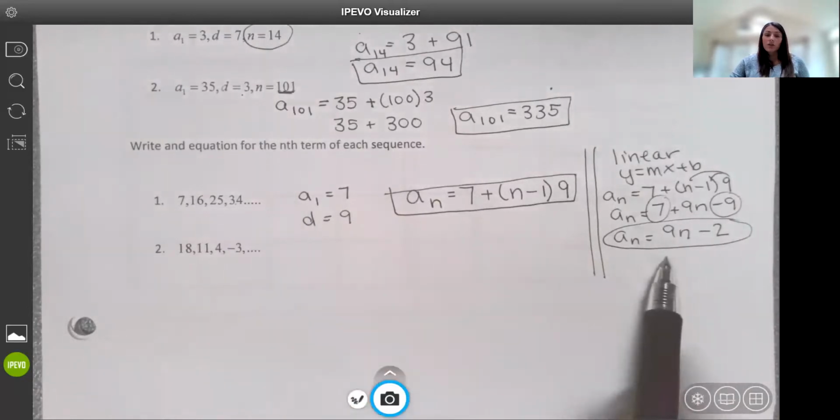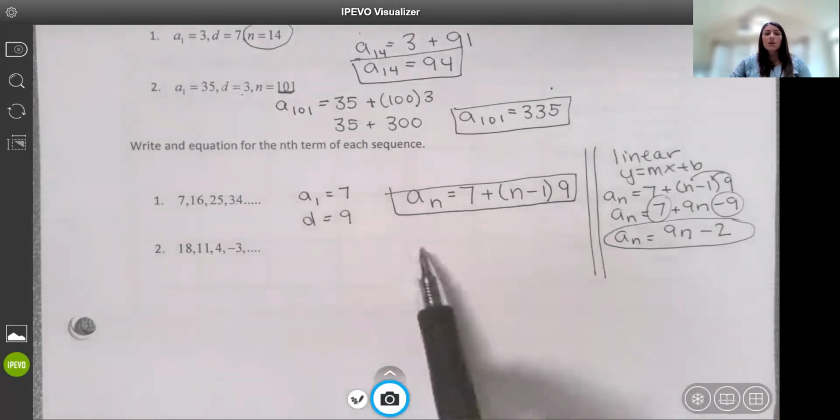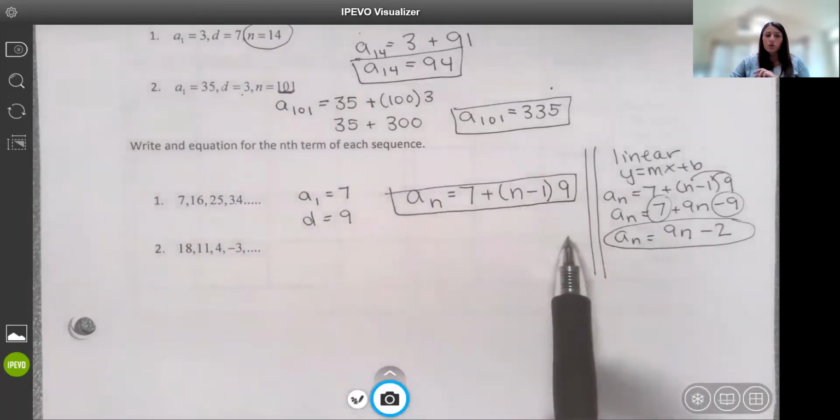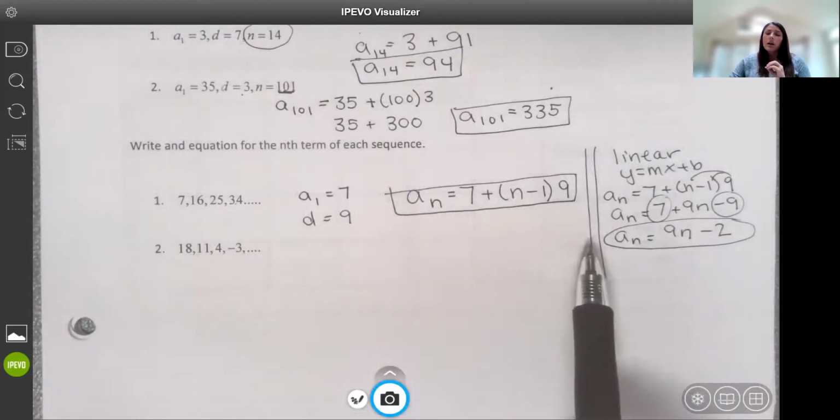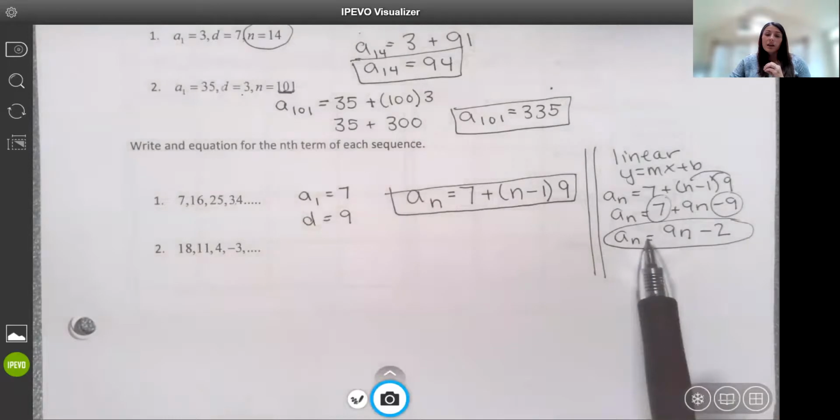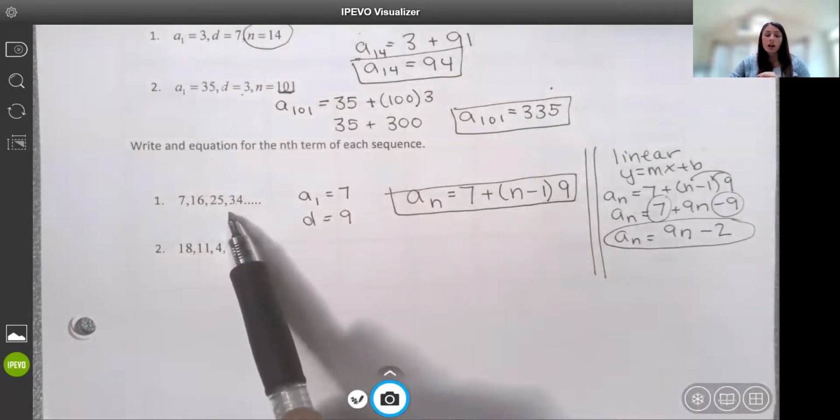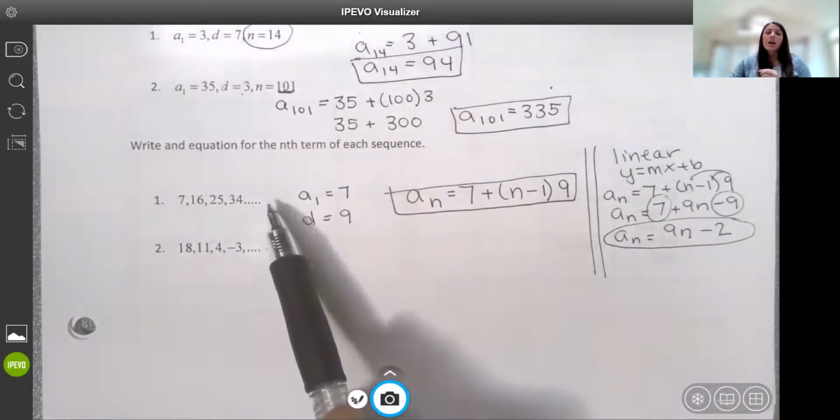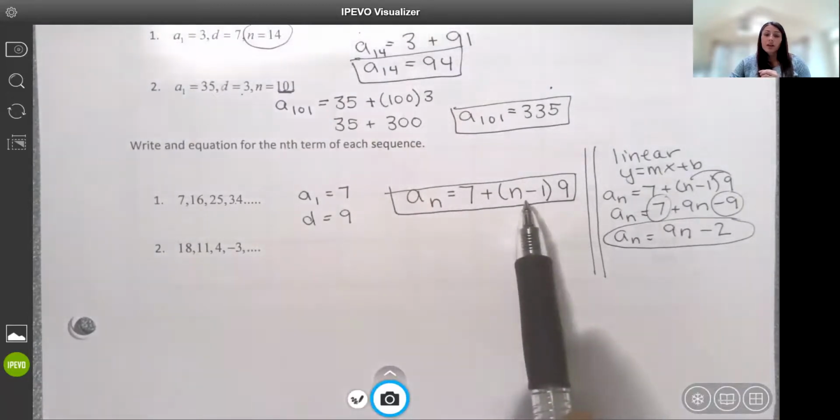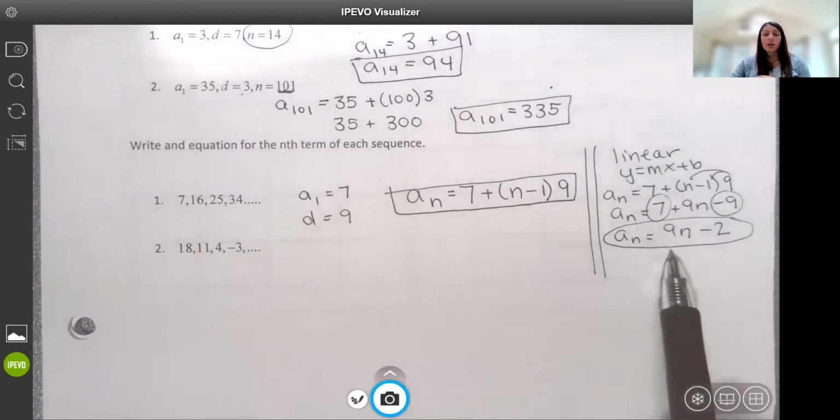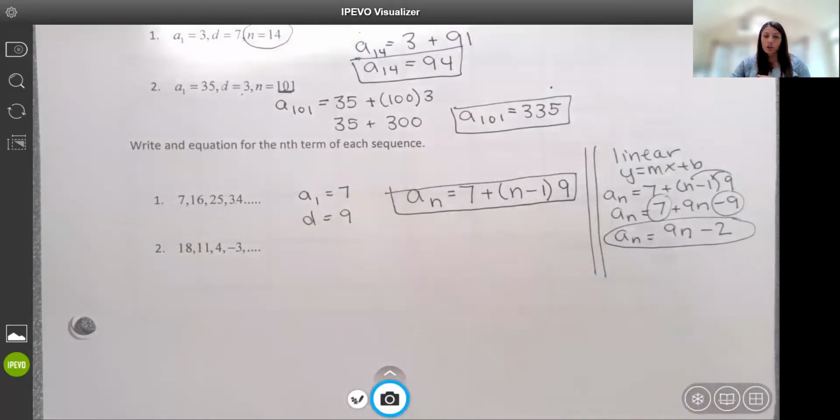It looks different, right? It doesn't follow the formula for arithmetic sequences. We took the formula and distributed and moved some things around, and it looks like a y equals mx plus b equation. But if I wanted to find the 100th term of this sequence, I could either plug in 100 for n here, or I could use this equation and plug in 100 here. Okay, they will both work, just different versions of the same thing.